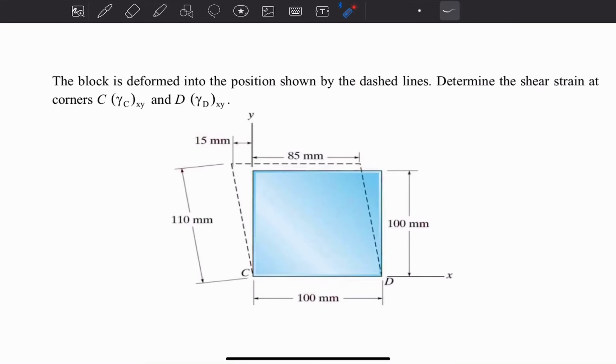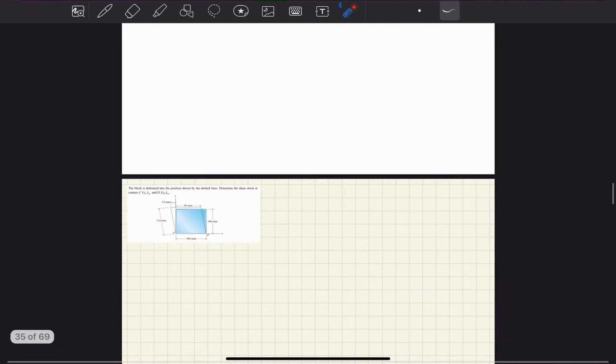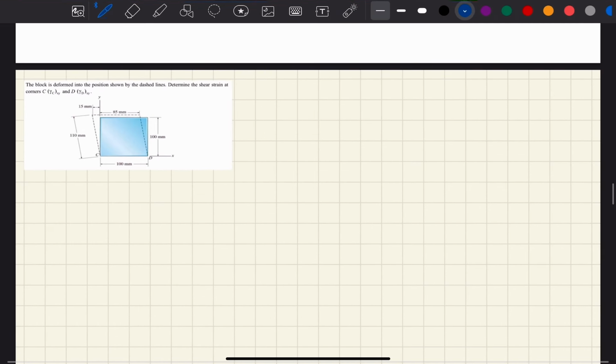Okay, welcome to the third example in the chapter of strain. The question reads, the block is deformed into the position shown by the dashed lines. Determine the shear strain at corner C and at corner D. So in terms of givens in this question, we are not given much, so we'll just write diagram.